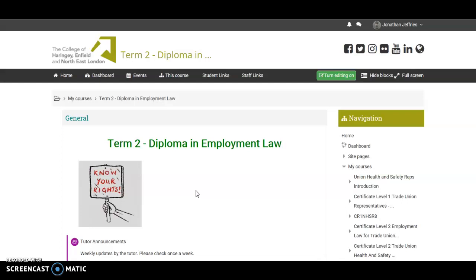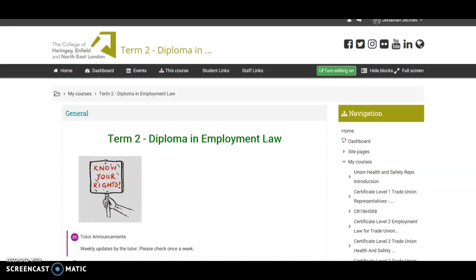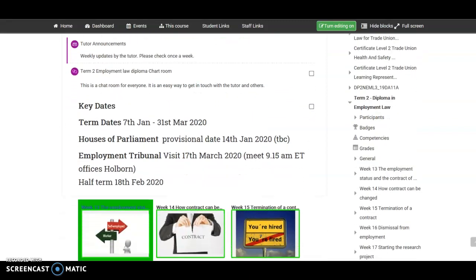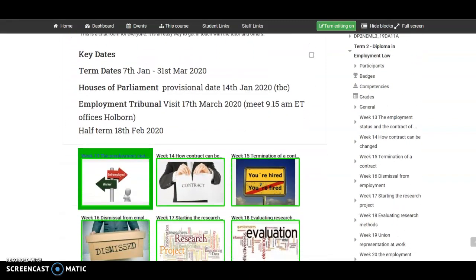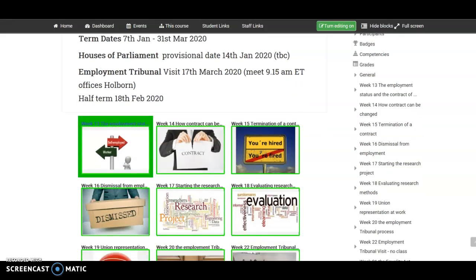We're in term 2, as we know, on the diploma course. Just to make a couple of little announcements. Last week we did the Houses of Parliament visit. We've got an employment tribunal planned for the 17th of March. So this term, as you can see from the layout, is looking at week 13, employment status.